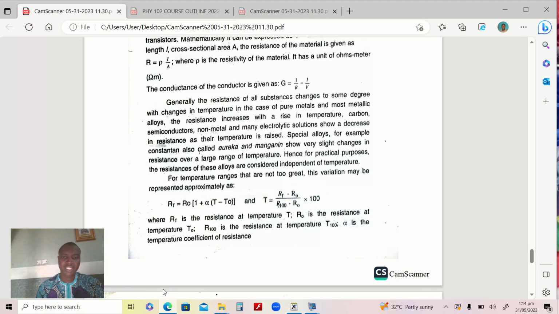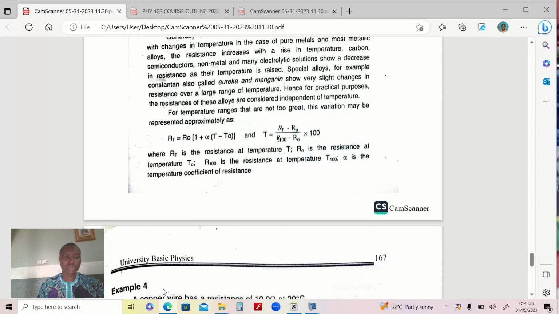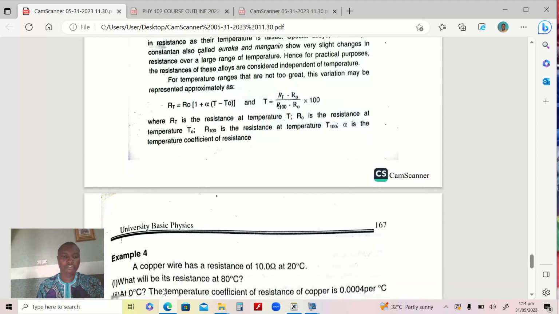So for temperature ranges that are not too great, this variation may be represented approximately as RT, the total resistance, is equal to R naught times bracket 1 plus alpha, which is the temperature coefficient of resistance, times bracket T minus T naught, then close bracket. And we can make T the subject of the formula, which is equal to RT minus R naught divided by R100 minus R naught, multiplied by 100, where RT is the resistance at temperature T, R naught is the resistance at the initial temperature, R100 is the resistance at temperature 100, and alpha is the temperature coefficient of resistance.